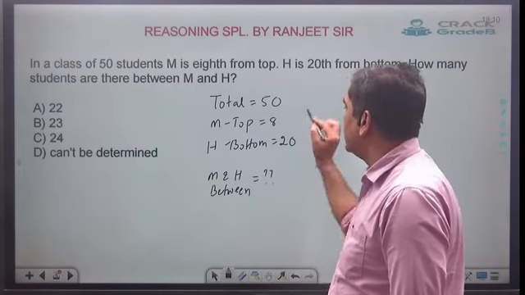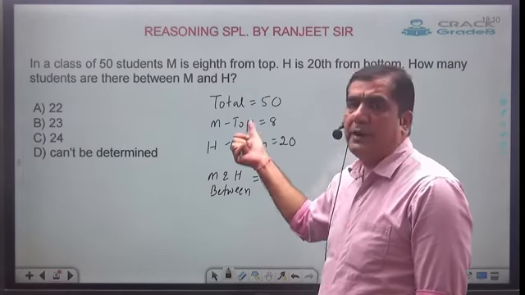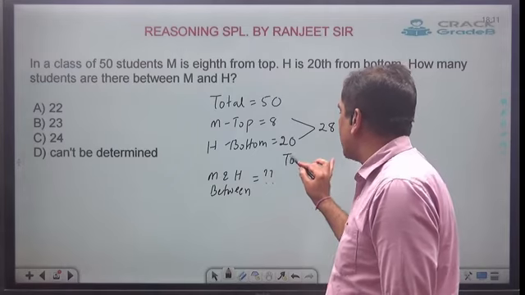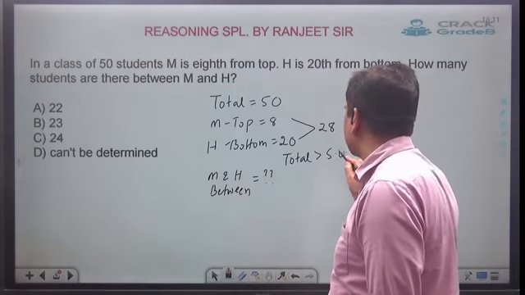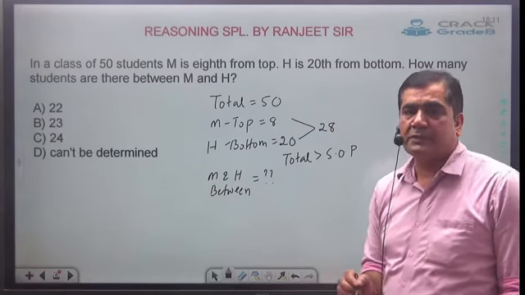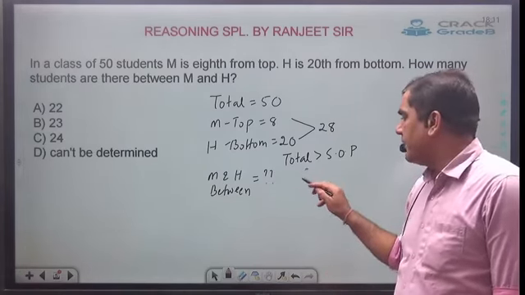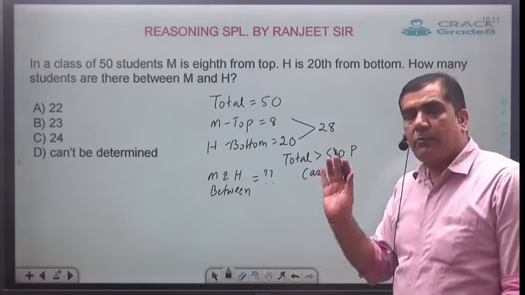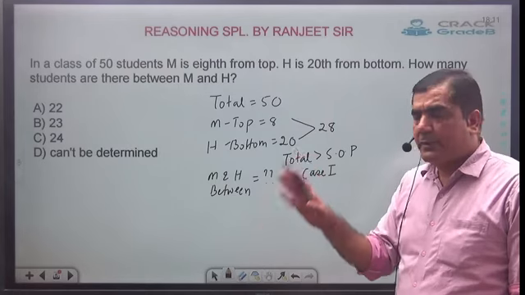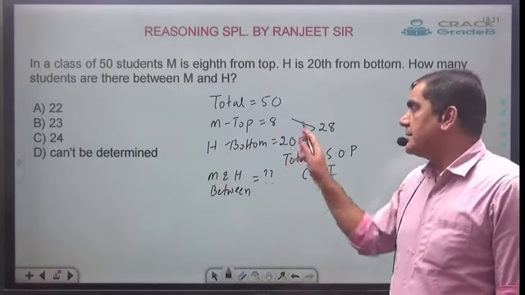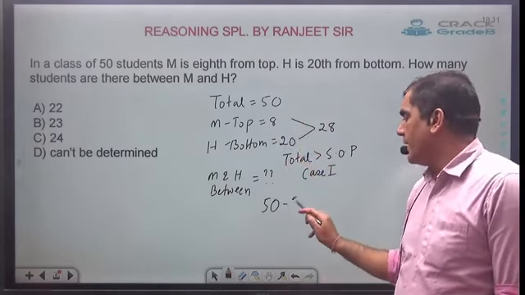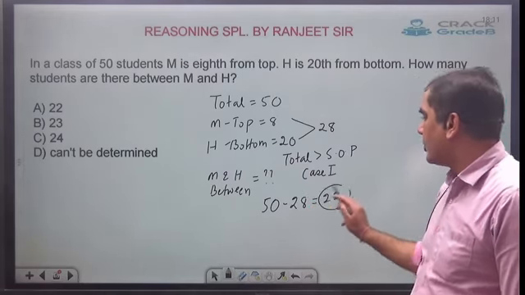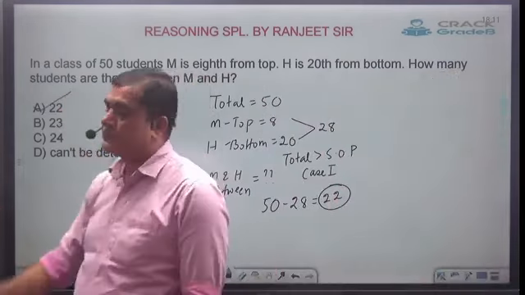So how to get the answer? See, whenever one position is given from top, another from bottom, simply add these two numbers, comes out to be 28. Now here I can see total is greater than sum of positions. SOP stands for sum of positions. And if total is greater than sum of positions, that will be case number 1. And in case number 1, my simple answer will be subtract smallest from the highest number. So highest number is what? 50, and smallest is 28. So 50 minus 28 comes out to be how much? 22. So answer should be 22. So A is the answer.